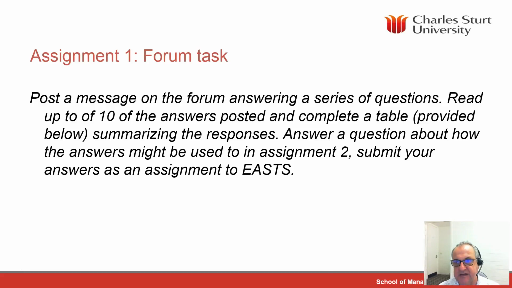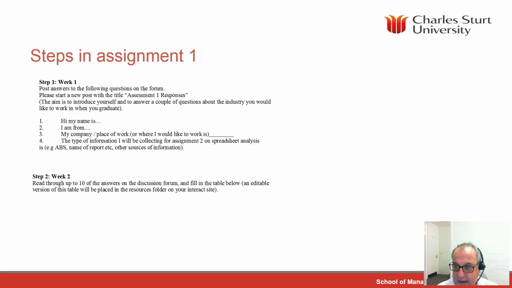So the first assignment is worth 10%. It's an early engagement trigger. This is really proof of life, proof of engagement. Here we're asking you firstly to post in the first week and a bit, and answer a series of questions by reading up to 10 posts. So if there's only 5 of you, then read 5 posts. Answer a question about yourself, and also collect some information about how others are going to collect information in assignment 2, which is an analysis of the property market in an area in Sydney.